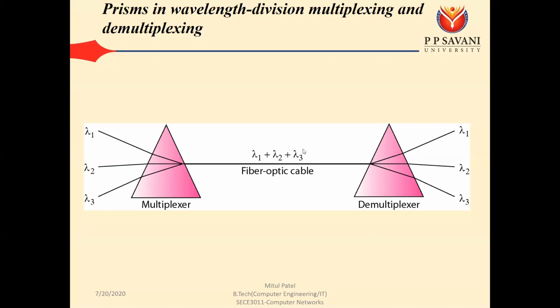So we are not going through the physics of how these prisms work. You just need to remember that we can use the prism in case of wavelength division multiplexing and demultiplexing, to combine the various high frequency signals. And at the receiving side also we can use the prism to separate out the various high frequency signals.